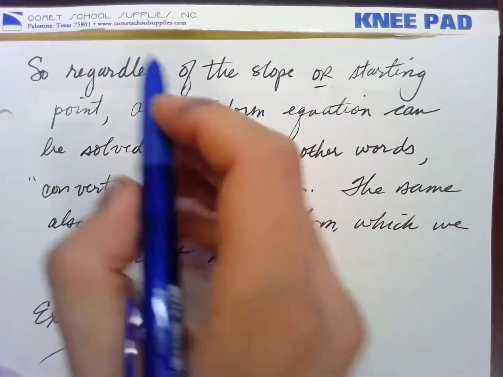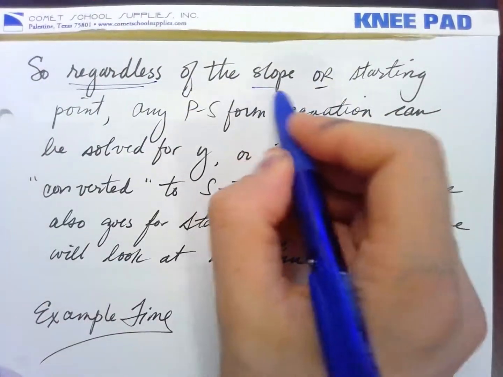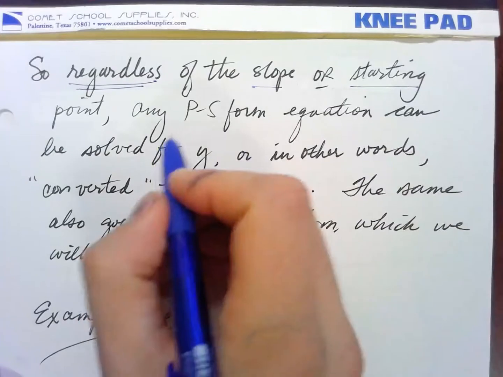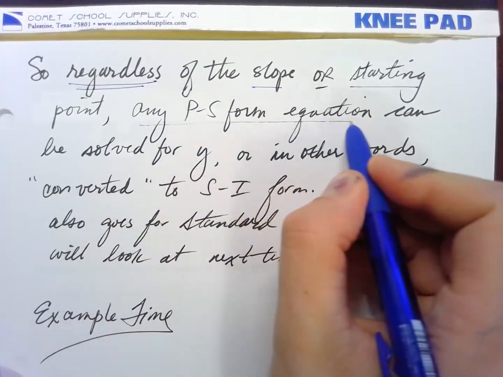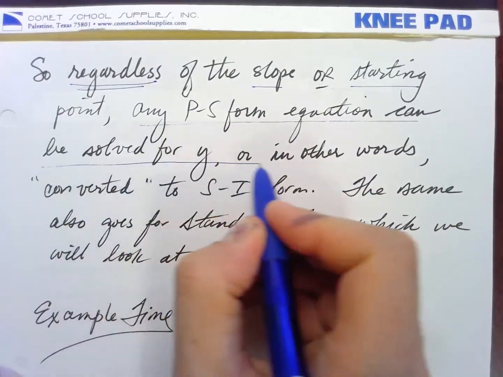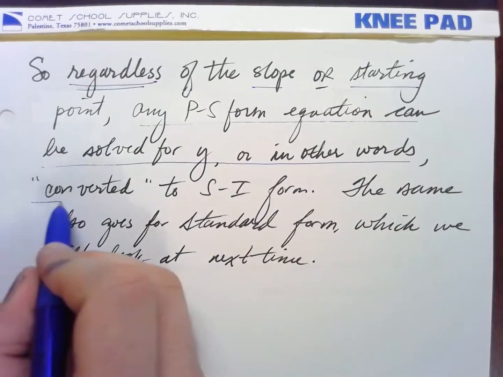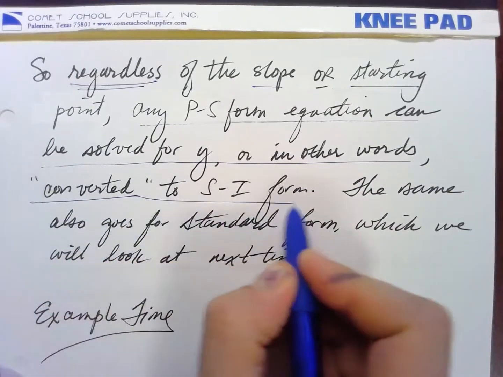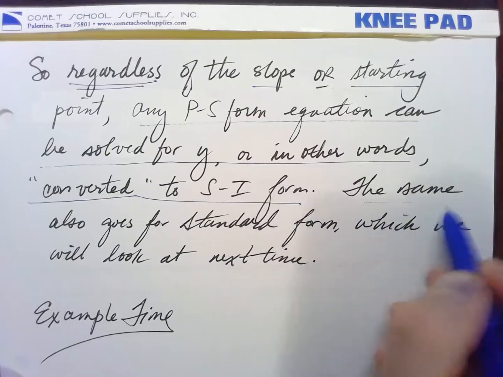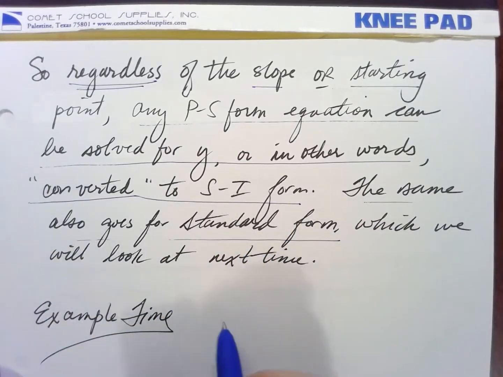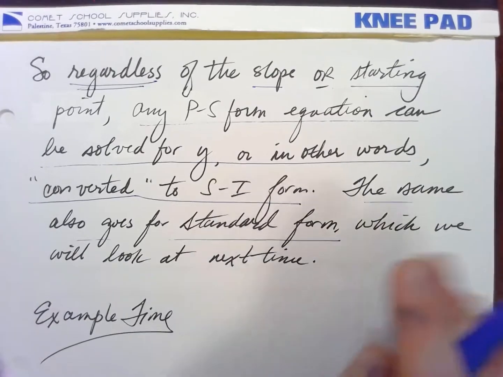And I've actually written that on the next page here. So regardless of the slope or the starting point, any point-slope form equation can be solved for y, or in other words, it can be converted to slope-intercept form. And the same goes for standard form, which we will look at next time. We're not doing standard form right now, but you can do the exact same argument for standard form.